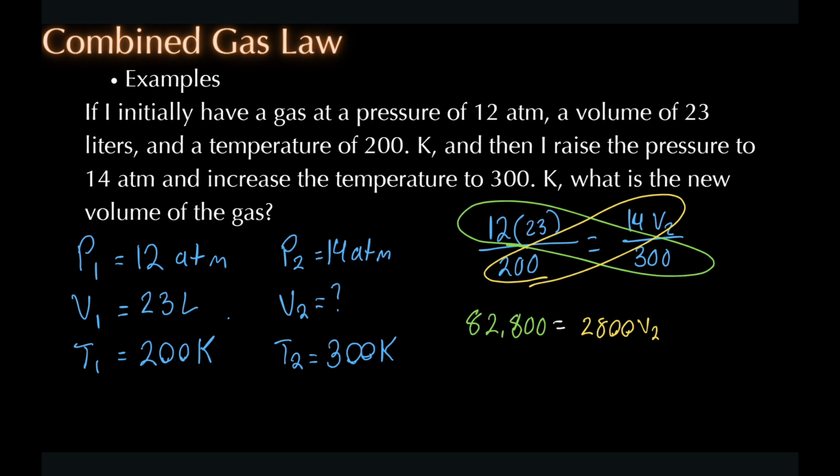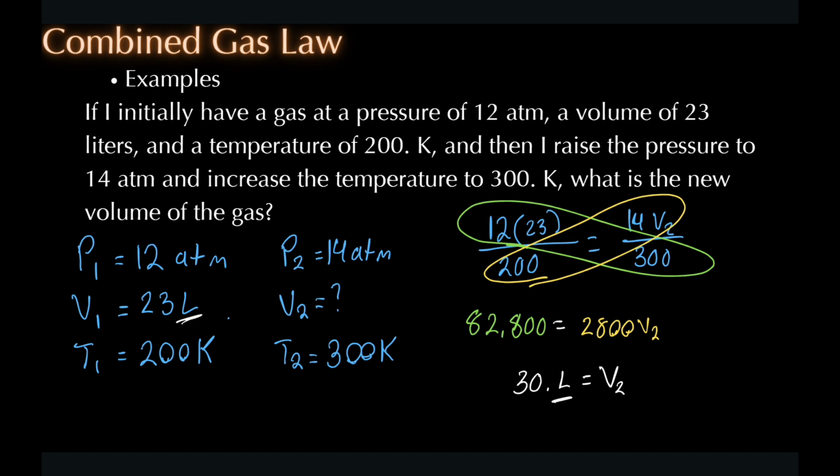I will go ahead and divide both sides. And then whenever I solve this, I should get 30 liters as my unknown variable, or my final volume. Now, we should notice that our final volume is in liters because our initial volume is also in liters.